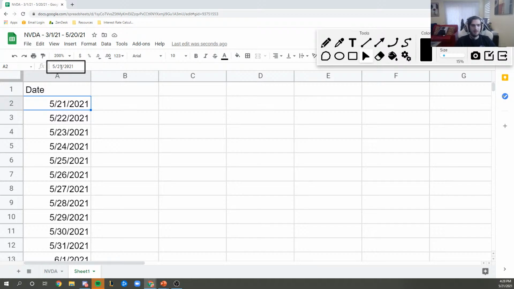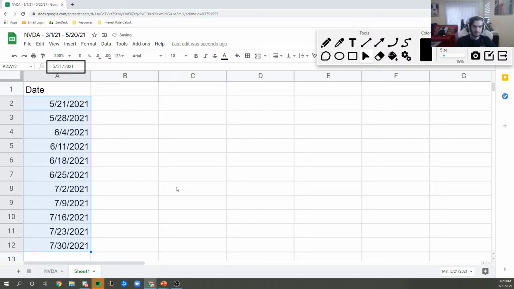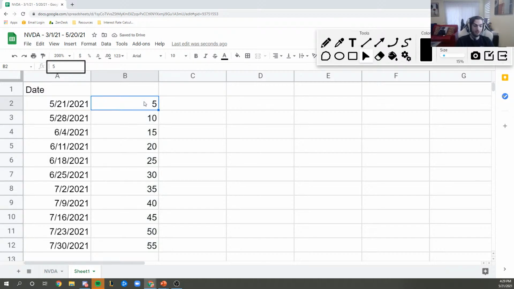Then, let's say instead of wanting it every day, what if we want to skip, where it's only every week? We can still do that. It's very smart. Or you can do it with numbers too. If you give it 5 and 10, it knows that you're trying to skip by 5s. So it will do 5, 10, 15, 20, 25, 30, 35, 40, so on and so forth.